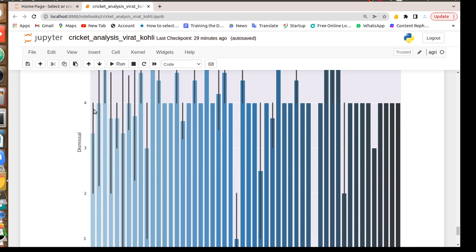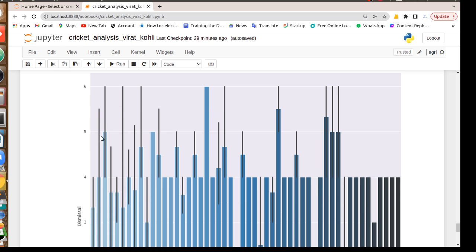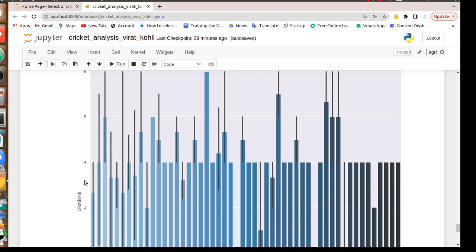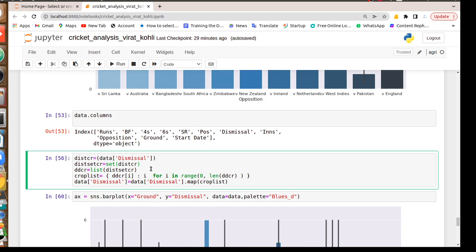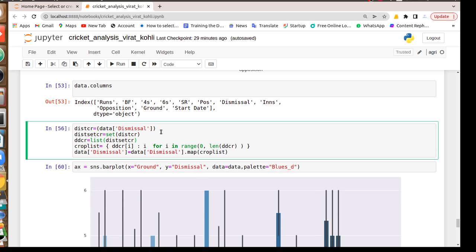So for this ground, if I take 6 as caught, then for ground 1, 4 means run out, or bowled or run out, like that. This mapping is actually random, but we can visualize it, and you can just print the list. You will see how I mapped. We can see that dictionary also. I will run that and show it before the end of this video.